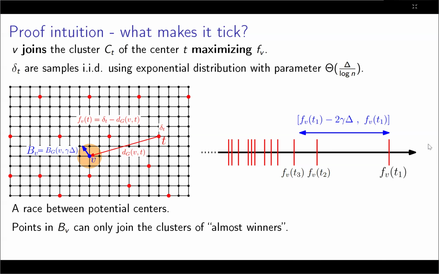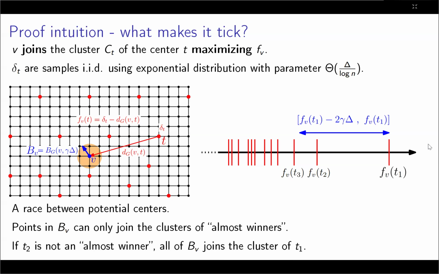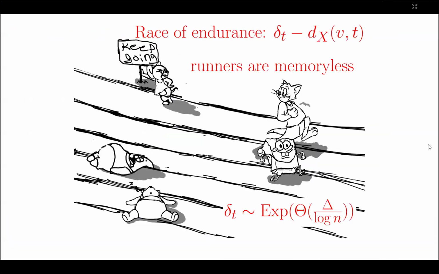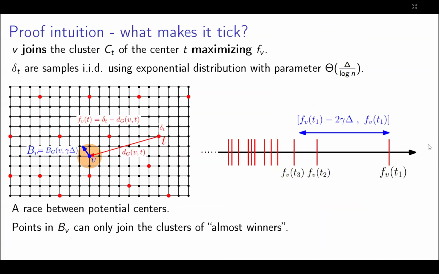And now recall that this thing is memoryless, right? So we can go back to this picture. We have all the centers, and at some point there are two remaining active centers, T1 and T2, and I don't know which one of them will win. At some point one of them drops tired and stops running, and then the second one continues running. And it's memoryless. So if it continues running for long enough time, then there will be no almost winners other than the winner itself.